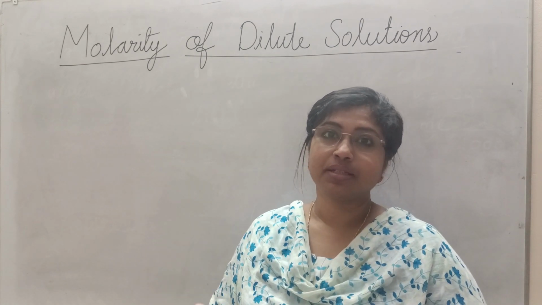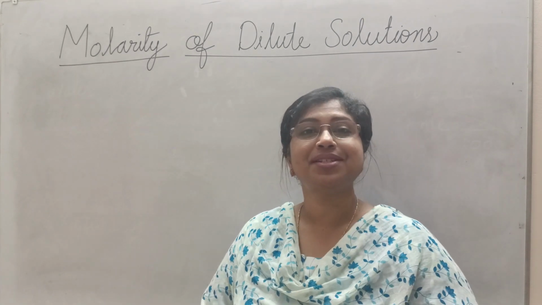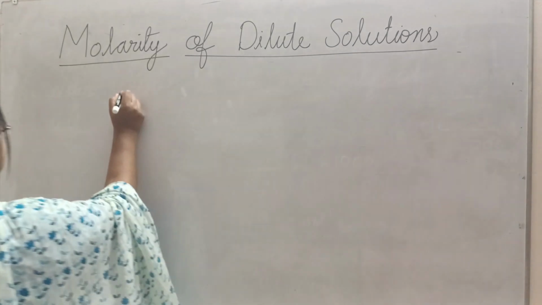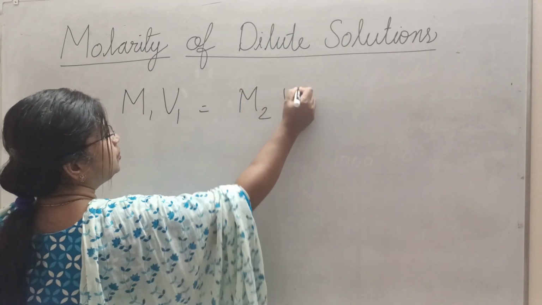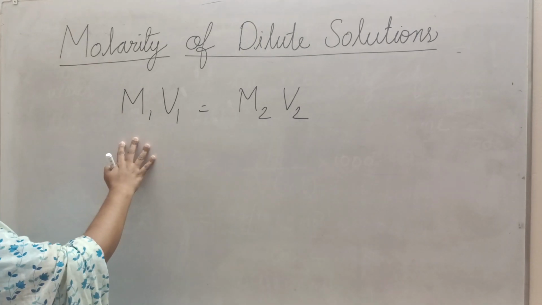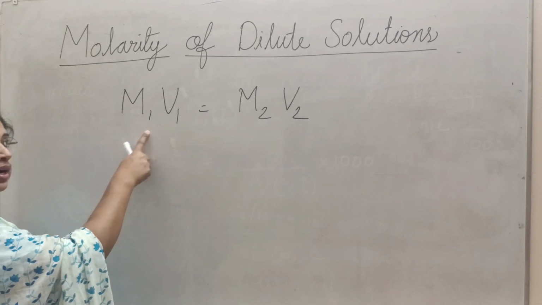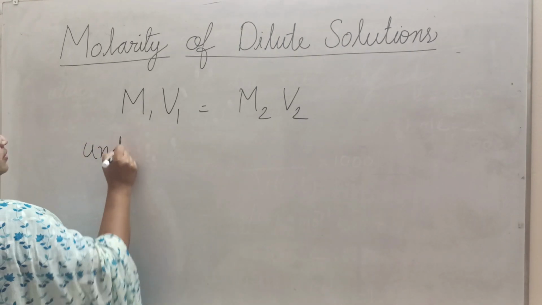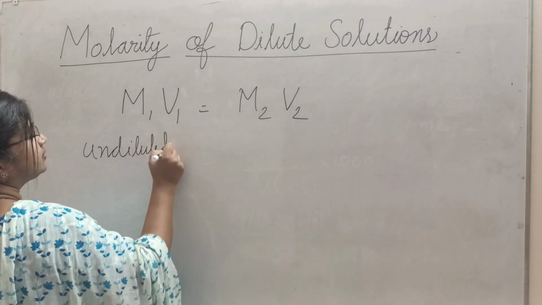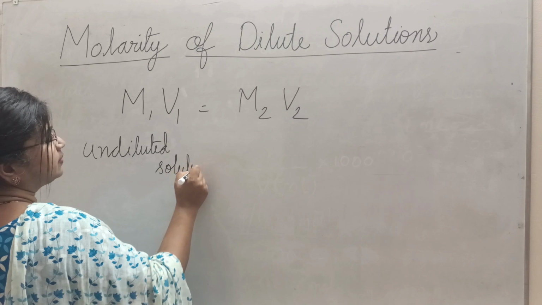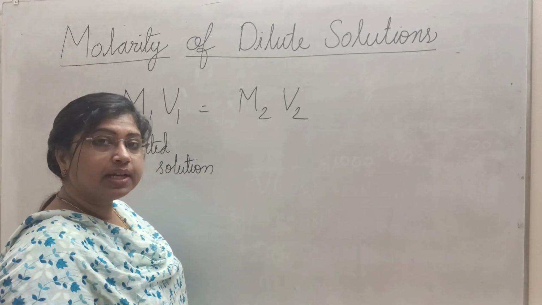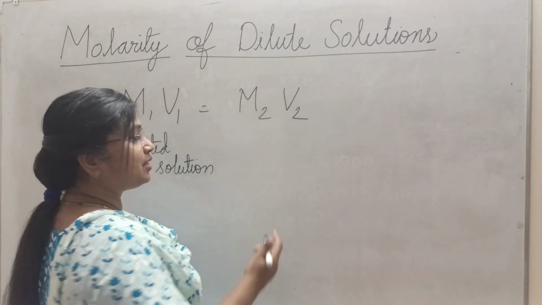So, how will you find the molarity of the diluted solution? It's very easy. Use this equation, that is, M1V1 is equal to M2V2. Let M1 and V1 be the molarity and volume of the undiluted solution, and M2 and V2 be the molarity and volume of the diluted solution.